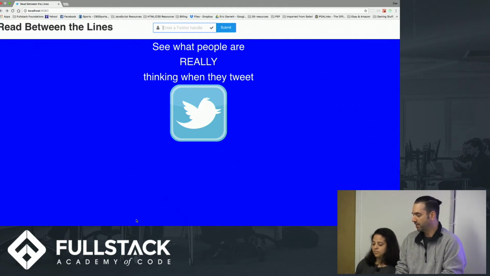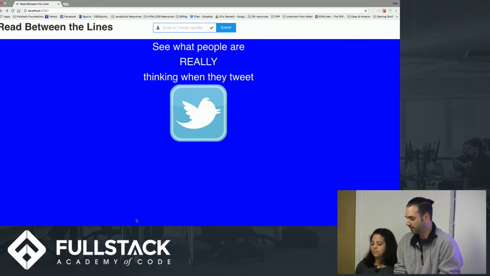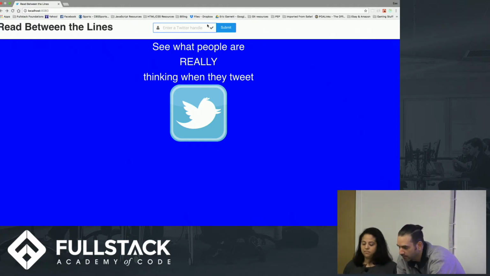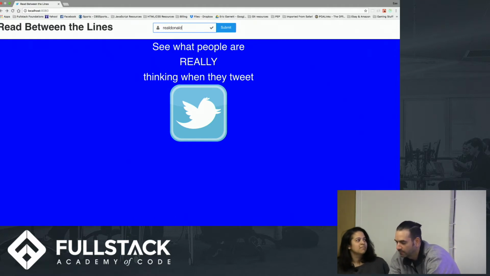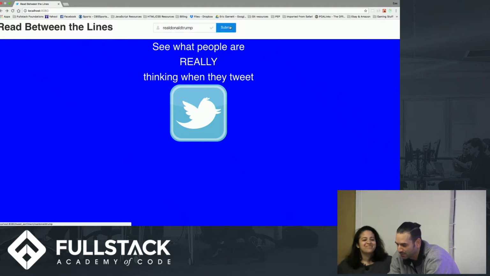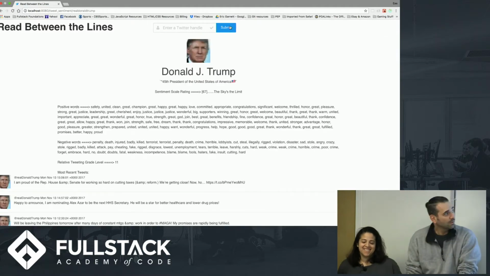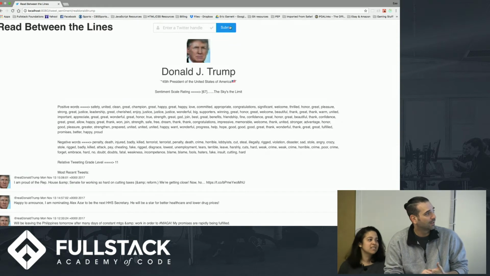Once our backend has run the get user timeline, we have an array filled with 100 tweets, and that's when the fun really begins. So here's what it looks like. Let's take Donald Trump, of course, and see what he's really thinking. The breakdown is something like this.